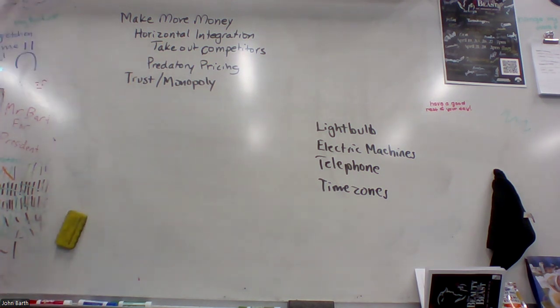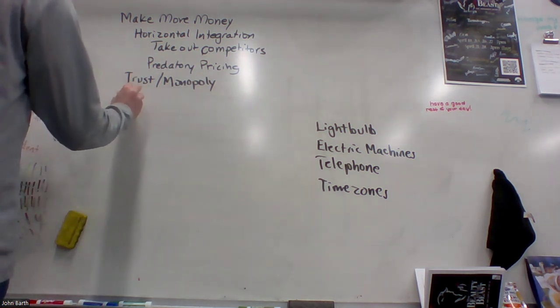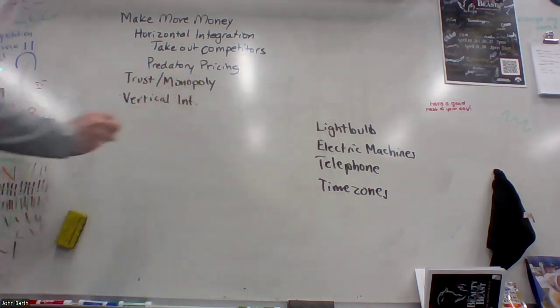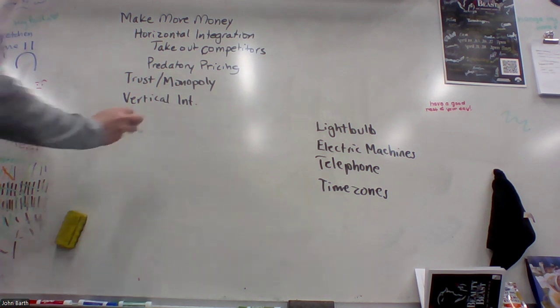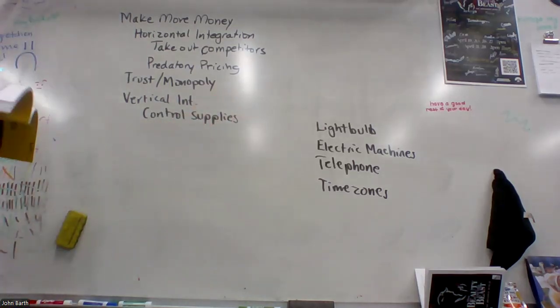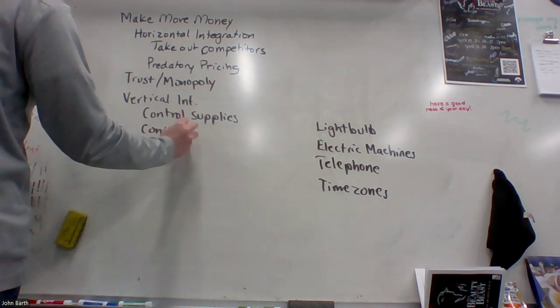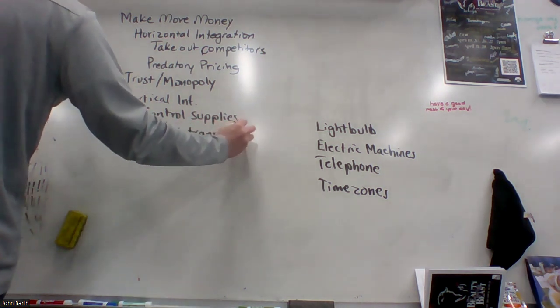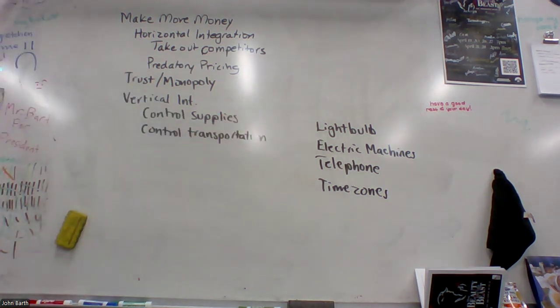If there's horizontal integration, then there's also what? Vertical integration, which is what you do what? Control supply. So instead of paying another company to get supplies for you, you take over that operation so you get your own supplies. So you're not paying somebody else to get supplies for you. You can control transportation. So instead of paying a railroad company to ship your products from one place to another, you buy your own train cars and you ship your own stuff. Okay? Vertical integration.